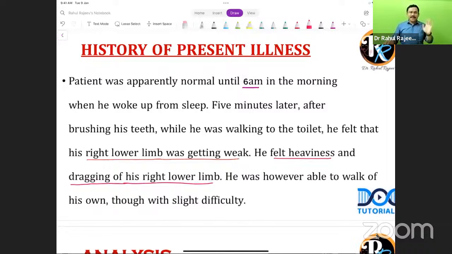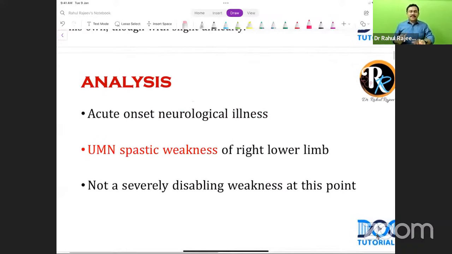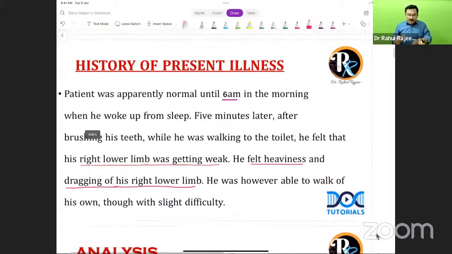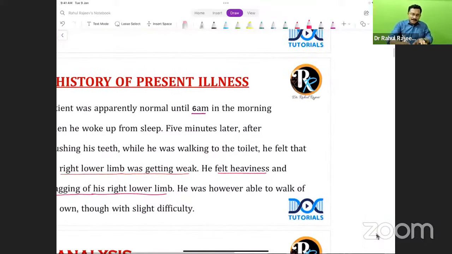He is having a weakness because he felt that his right lower limb was getting weak. Correct? Yes. But there is a problem with this. When it comes to weakness in neurology, you must understand that there are two types of weaknesses. One is a UMN weakness, or the upper motor neuron weakness. And the second one is an LMN weakness. So what are the two types of neurological weaknesses? UMN weakness, or the upper motor neuron weakness, and LMN weakness, or the lower motor neuron weakness.